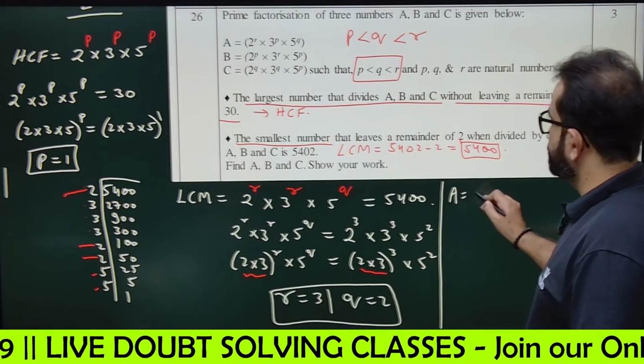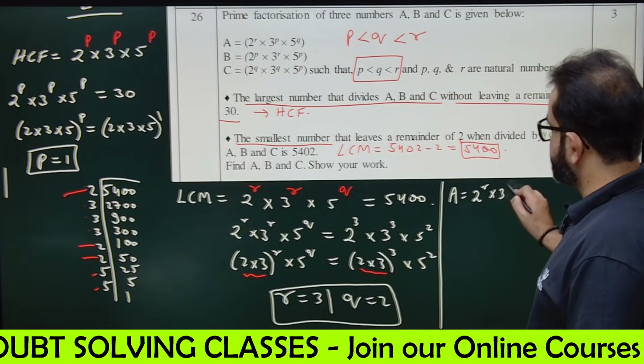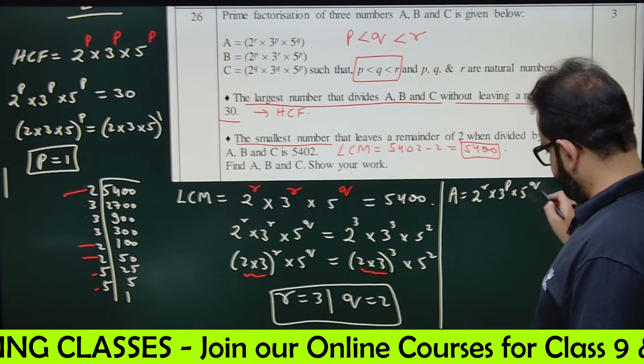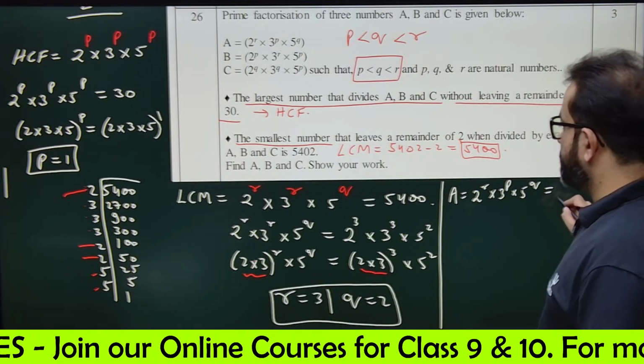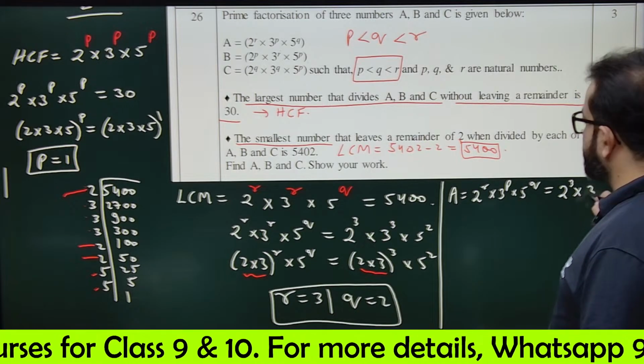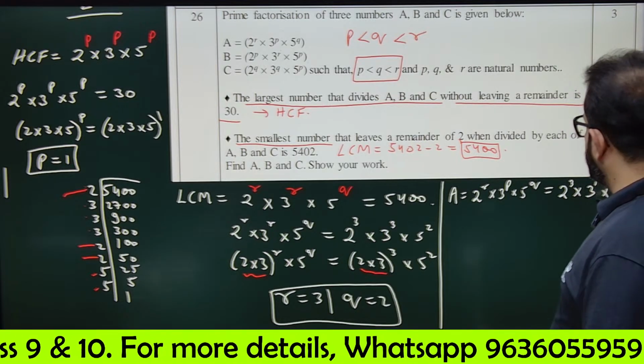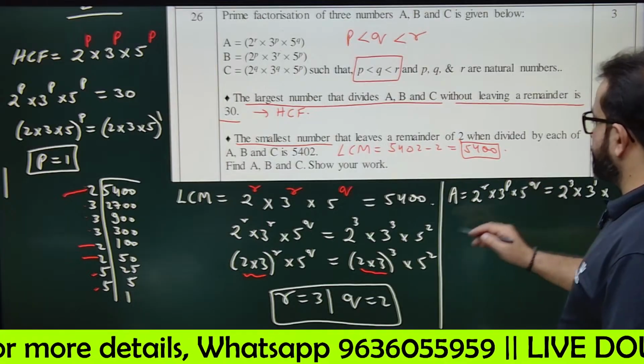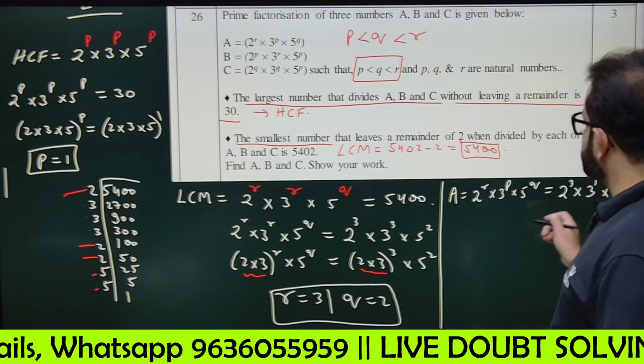A will be equal to 2 raised to power R into 3 raised to power P into 5 raised to power Q. That would mean 2 cube into 3 raised to power P. What is P? P was 1. And what is 5 raised to power Q? 5 square. Like this we have calculated.